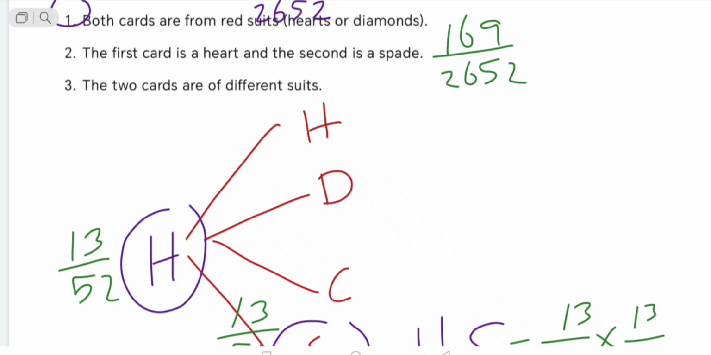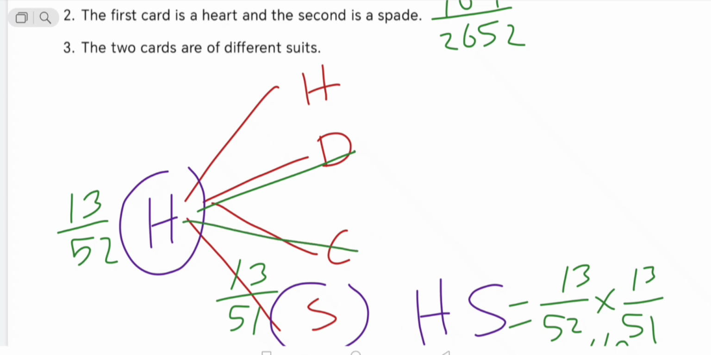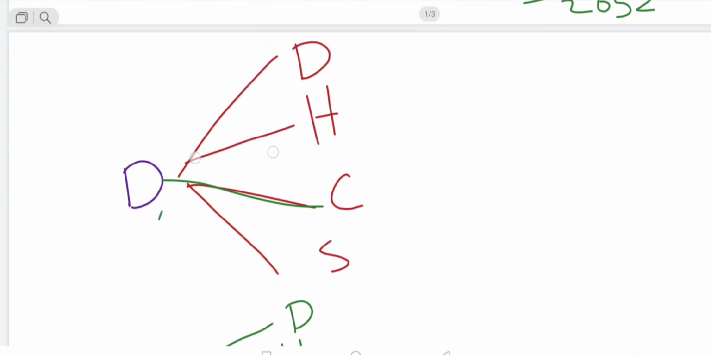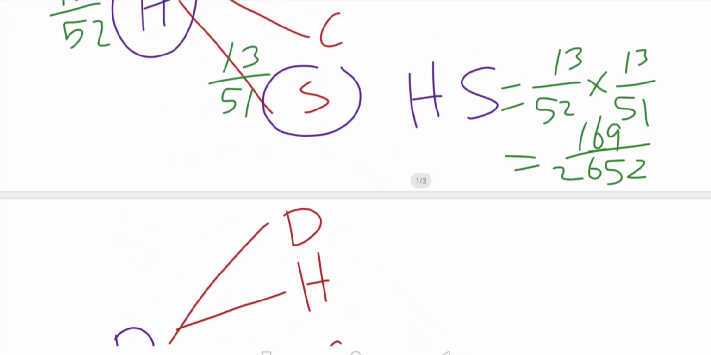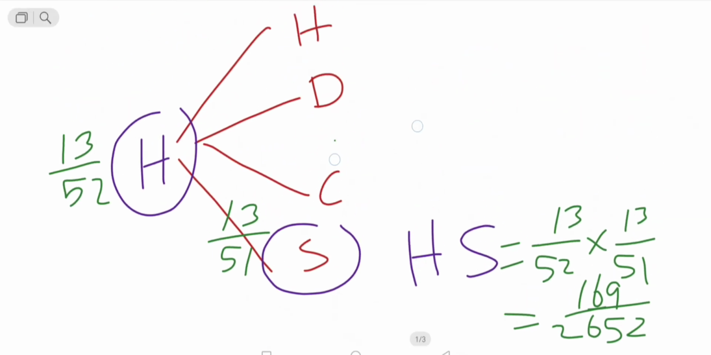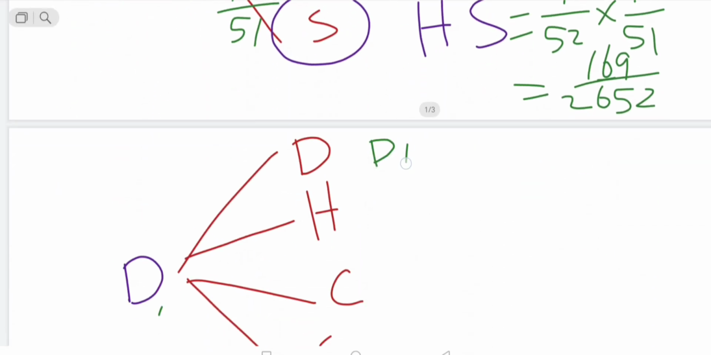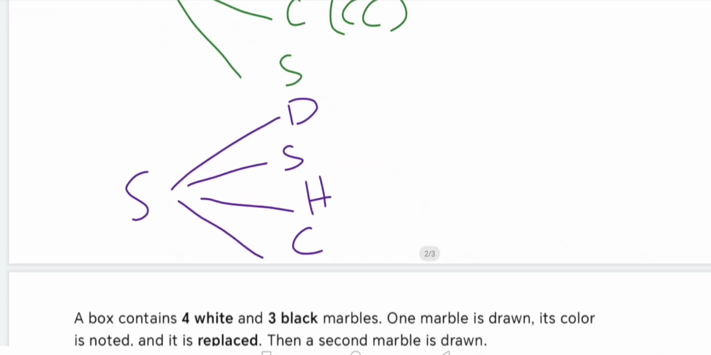Now the third part. They said two cards of different suits. It means HD, HC, HS, then plus DH, DC, DS. There are a lot more possibilities for this. So the best thing is we will find the probability of the same suit, meaning the probability of HH, the probability of DD, the probability of CC, and the probability of SS.